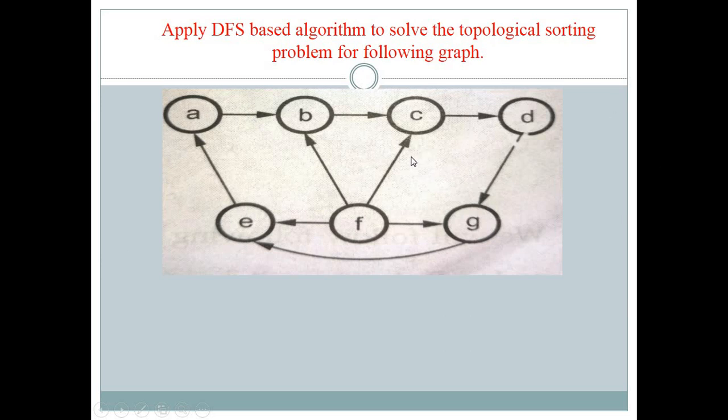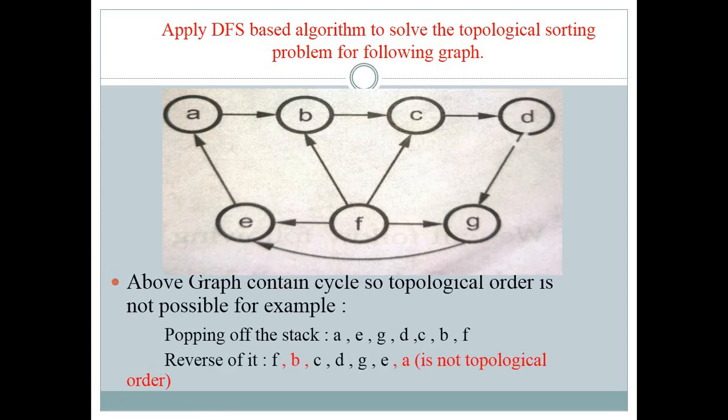So in this graph, observe one thing, that we can go from A to B, B to C, C to D, D to G, G to E and E to A again. So this is not a DAG, meaning directed acyclic graph. This is a cyclic graph.